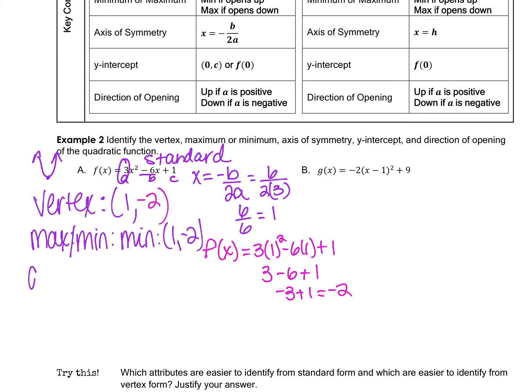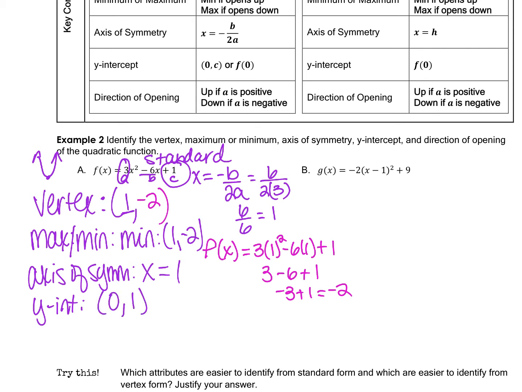Okay, so we want to find the axis of symmetry. So remember, the axis of symmetry always starts with x equals, and it's always crossing through your vertex point. So whatever your x value of your vertex is where it crosses the x-axis. So x equals 1. Your y-intercept is where it crosses the y. If it's in standard form, it is your c value, so 0, 1. And then the direction, it opens up because our A is positive.